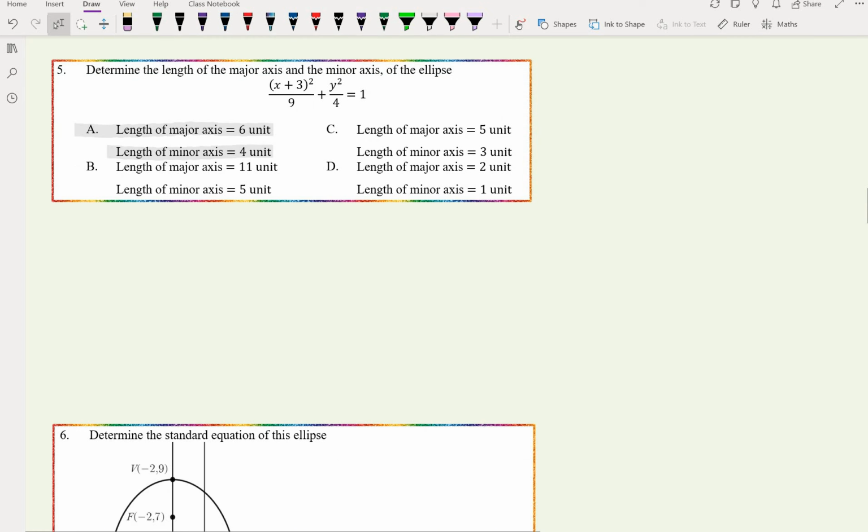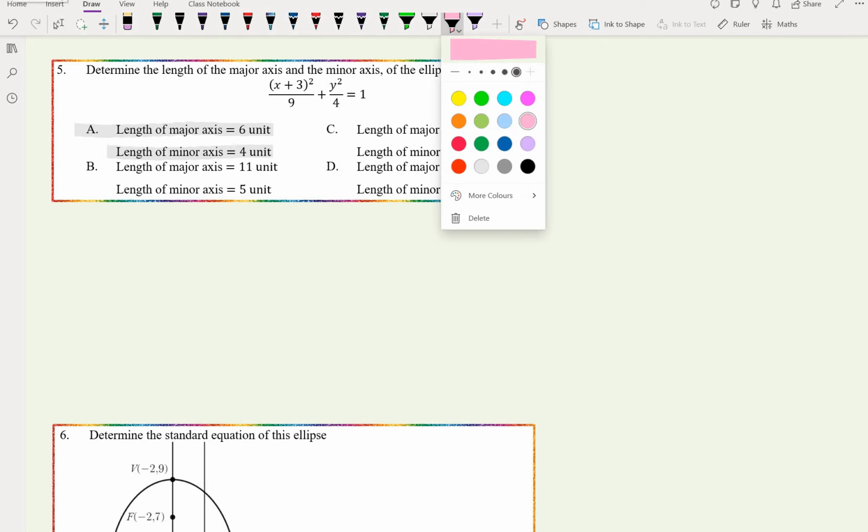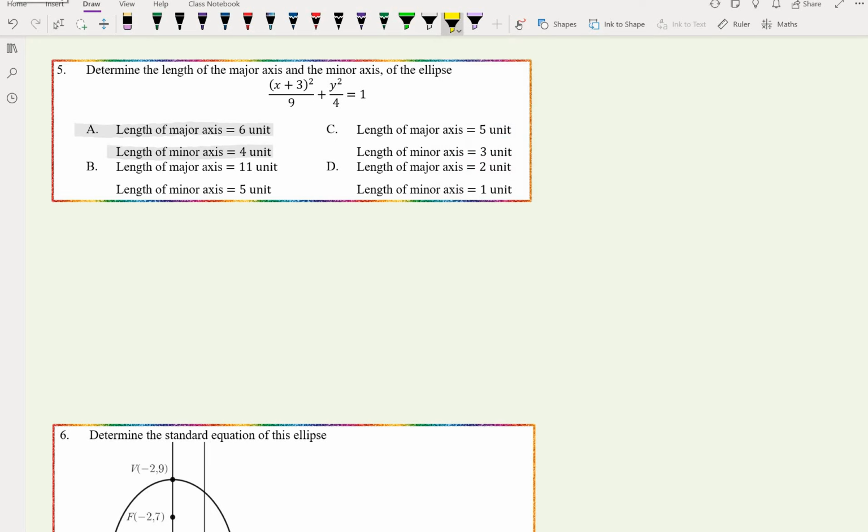Alright, so let's see question number 5. We need to determine the length of the major axis and the minor axis of the ellipse. So, this one please remember, I have told you a couple of times that we are going to look at the equation. We have X plus 3 square over 9 plus Y square over 4 equals to 1. The right side is already 1, no problem. Look at this and this one. So, I have A square is equal to 9 and B square is equal to 4.